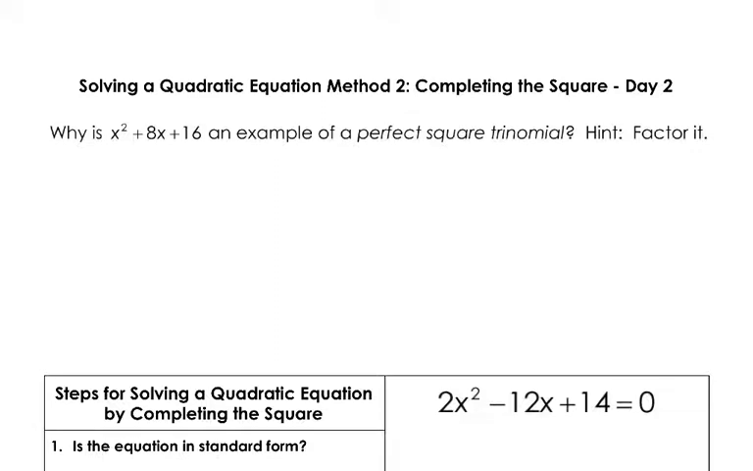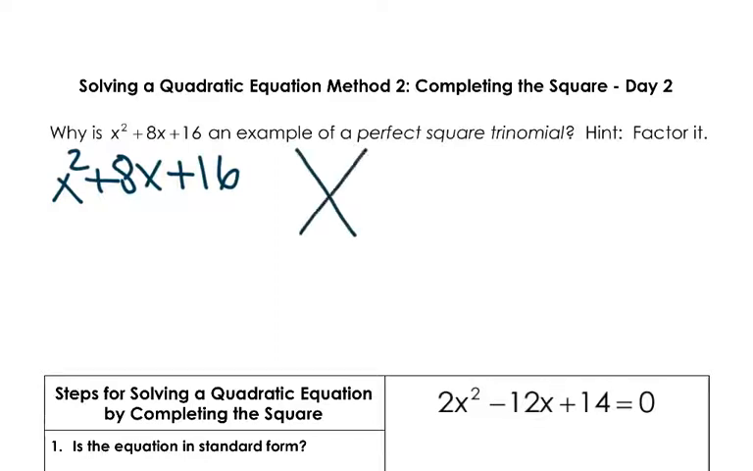It says, why is x squared plus 8x plus 16 an example of a perfect squared trinomial? The hint they give us is to factor it. So let's go right ahead and do that. Since it's a trinomial, we're going to use the X-box method. 16 will go on top, 8 on the bottom. Two factors that multiply to 16 but add to 8. That's 4 and 4. I'm going to put those back in.